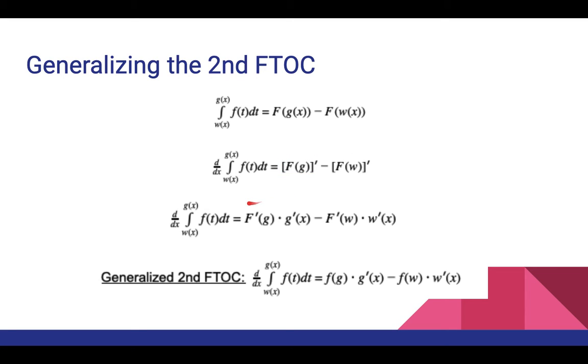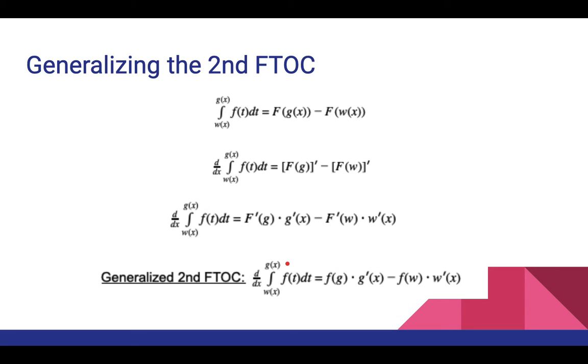So this derivative right here is going to be the derivative on the right-hand side. The derivative of F with respect to g times the derivative of g with respect to x. And then we're going to subtract the derivative of F with respect to w multiplied by the derivative of w with respect to x. We again apply the chain rule to F of g and to F of w.